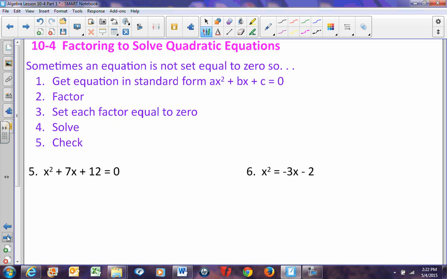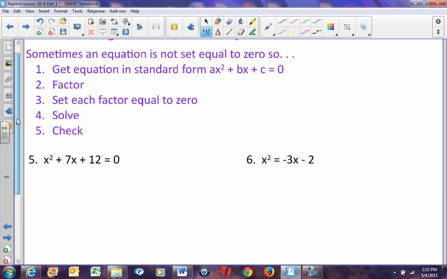Get the equation in standard form. Factor if necessary. Set each factor equal to 0. Solve, and then check your answer to make sure you're right. It's always a good idea to check your answers. So let's look at number 5 here.